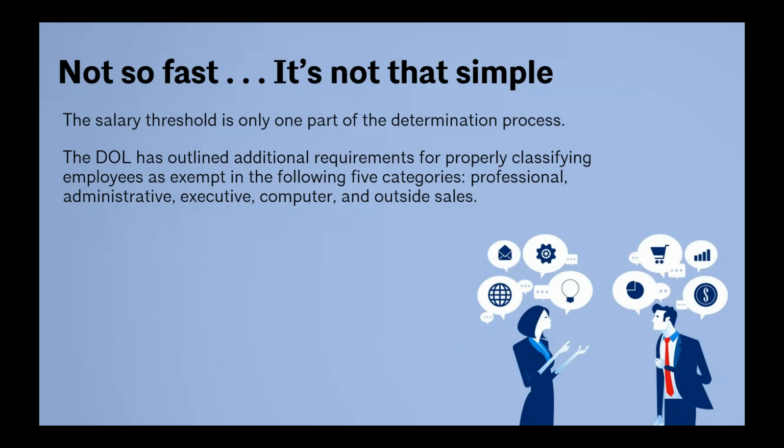You wouldn't be listening to the webinar if you didn't think there was something to it. So it's not simple, because the salary number is only one part of the determination. And there are a number of requirements for professional staff. There are differing ones for administrative, executive, computer, and outside sales, but we're primarily concentrating on the professional category of labor. Next, please.